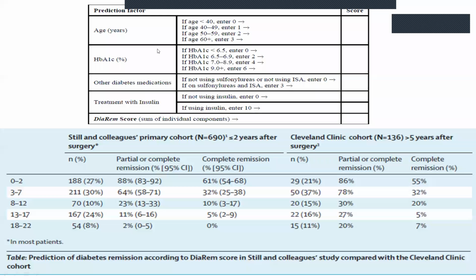Accordingly, they classified the patients into 5 groups. The lowest score group of 0 to 2 in their cohort achieved partial or complete remission of 88%, and complete remission was seen in 61% of patients who underwent RYGB. At the highest score, 18 to 22, the remission came down to around 2% and 0%. The confirmation cohort done at the Cleveland Clinic was almost comparable. For example, here it was 86 and 55%, but in the higher score range, it was not so comparable. We'll come to that in the next few slides.